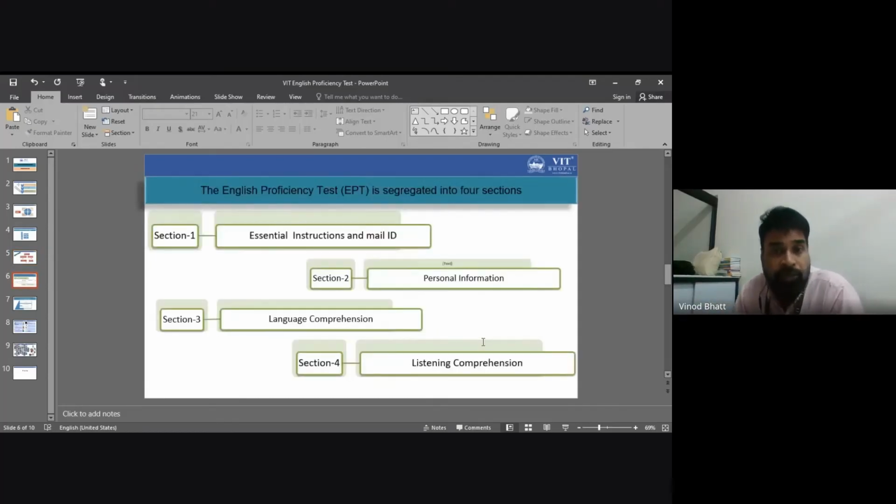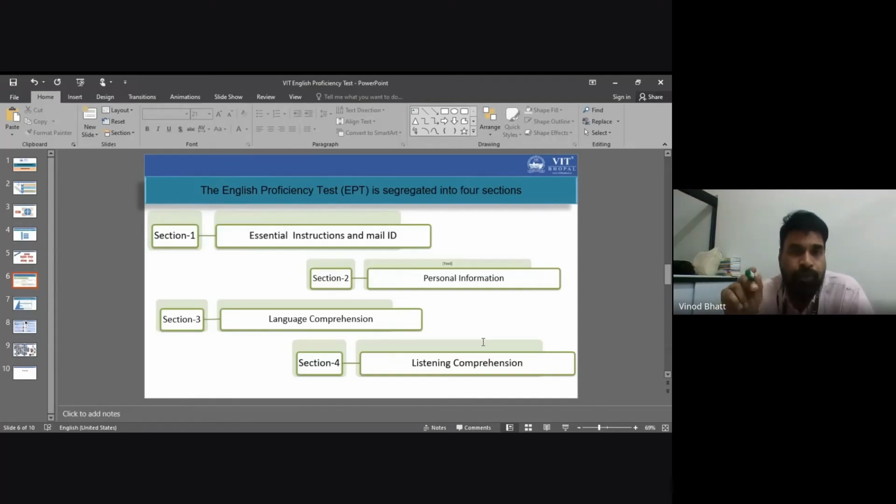This is the English proficiency test, segregated into 4 sections. The first section will be conducted through Google Form. So the first thing, my request is to join through your VIT mail ID. I think everybody would have got their login ID, mail ID. So join your Google Form through your VIT login. Otherwise, it will not work. So let me repeat it again.